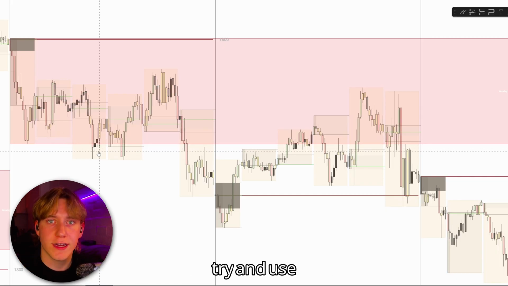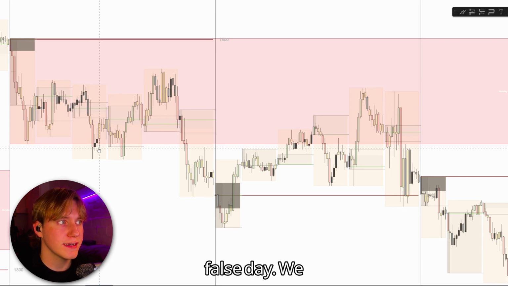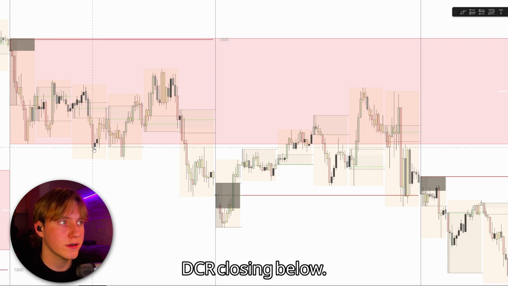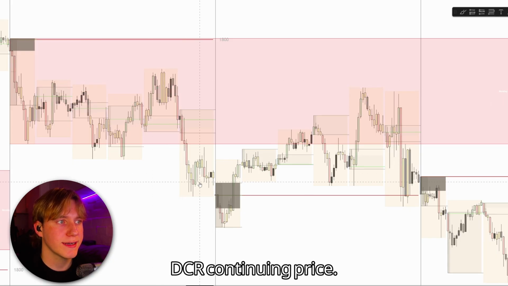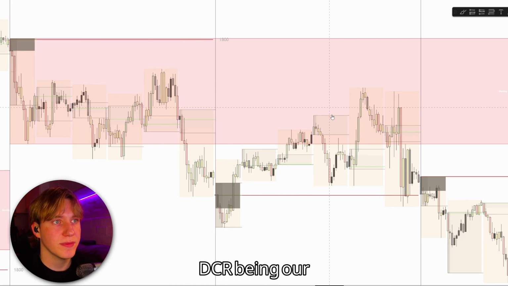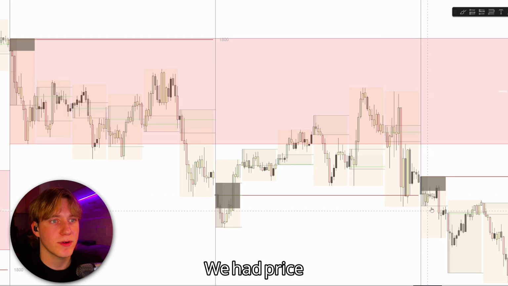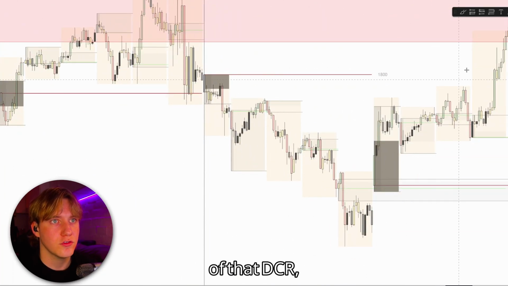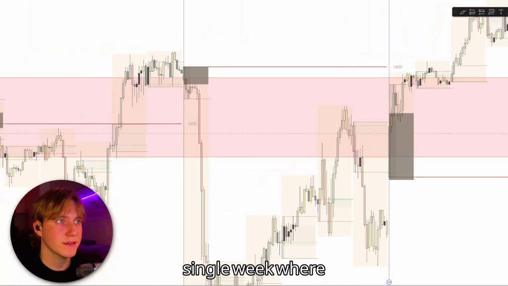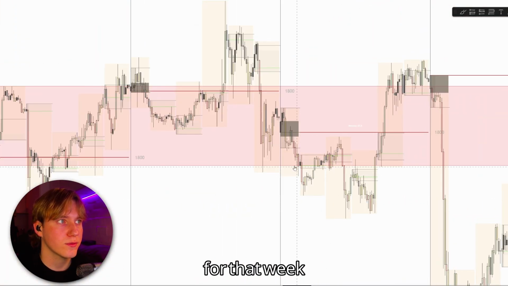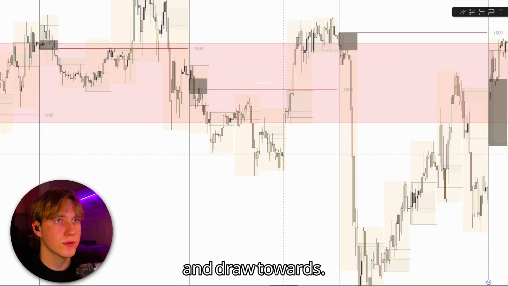So we can try and use that same logic, which is true day, false day. We had a true day on DCR closing below. We had a reaction inside of DCR continuing price. We had DCR being our drawn liquidity. We had price reacting off of that DCR, drawn liquidity again, and then acting as resistance. This happens pretty much every single week where that DCR for that week is acting as drawn liquidity or a reason for price to react and draw towards.